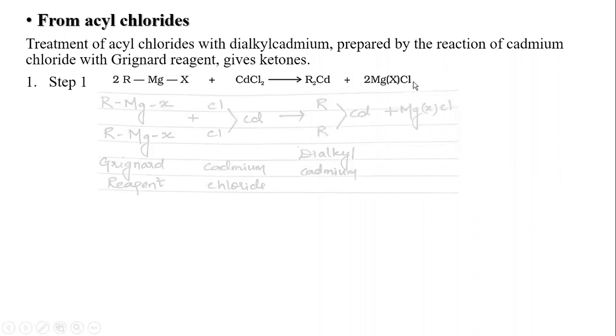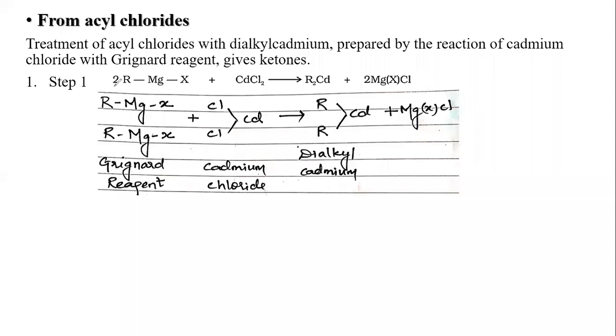This reaction can be understood as 2 moles of Grignard reagent can be written in this manner, and the cadmium chloride can be represented by its structure. The magnesium halide reacts with chlorine to form a byproduct, and the chlorine of cadmium chloride is being replaced by alkyl group. Thus, the formation of dialkylcadmium takes place.